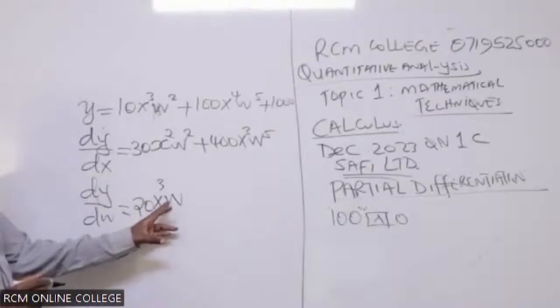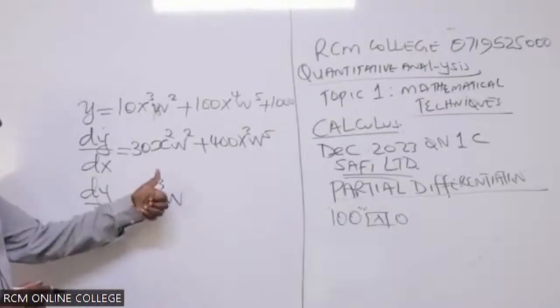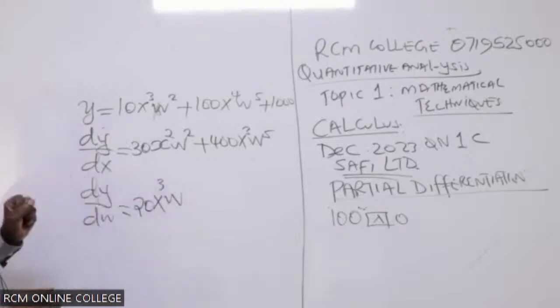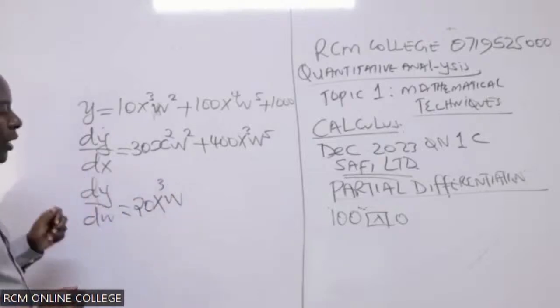So this will be W raised to a new power, which is 2 minus 1. So it becomes 1. 1 is silent.